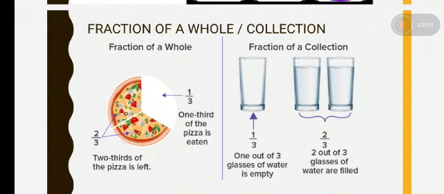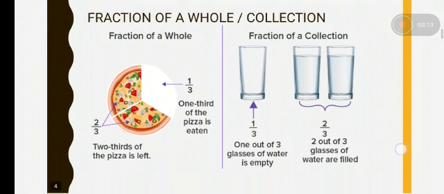Now let us see the collection of glasses. What fraction of the glasses are empty, that they don't have water? 1 out of 3 glasses are empty. And 2 glasses out of 3 glasses have water. So the fraction of glasses having water is 2 upon 3. And the fraction of glasses having no water, or empty, is 1 out of 3.